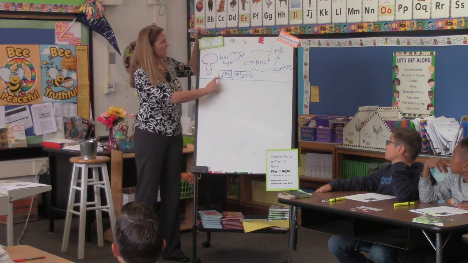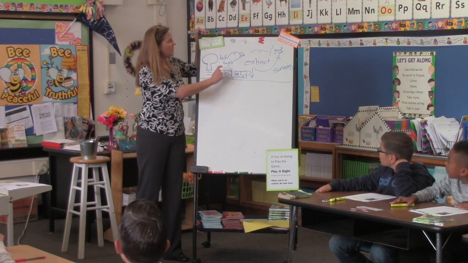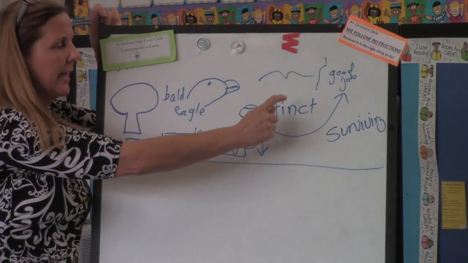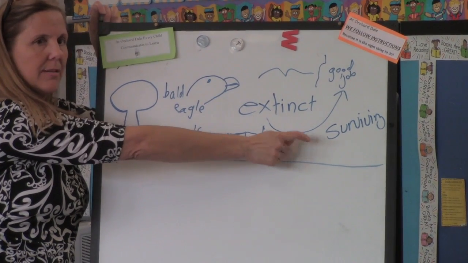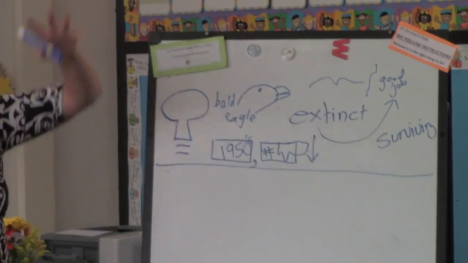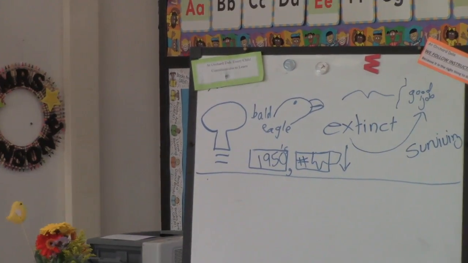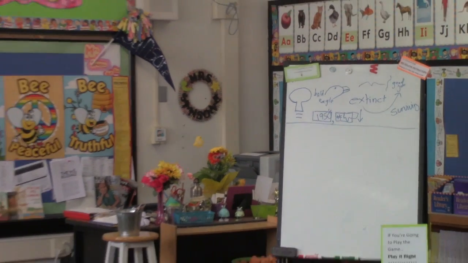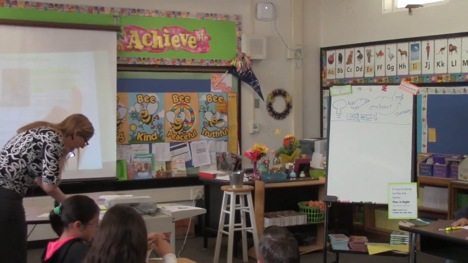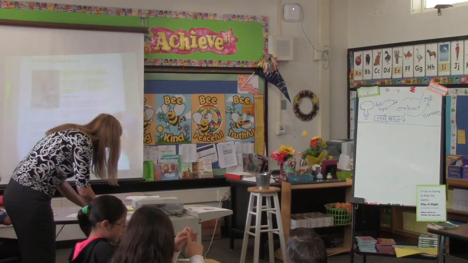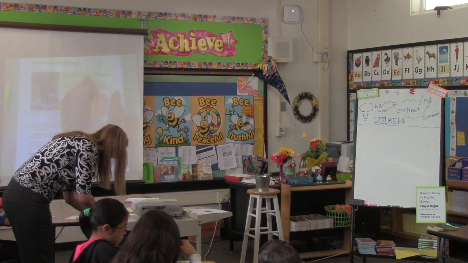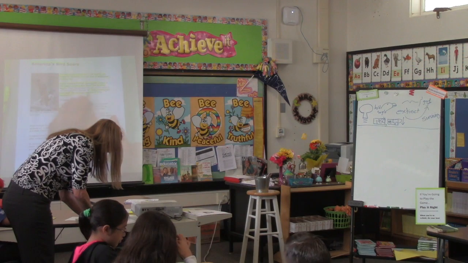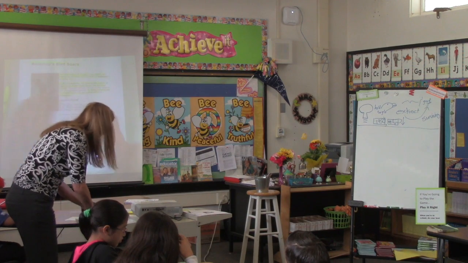Let's do it. During the 1950s, the bald eagle was almost extinct, but it survived. It did a good job of surviving. Okay, let's go to the next one. Read the last line. Ready? By 2008, comma, however, comma, the bald eagle was no longer considered to be endangered.